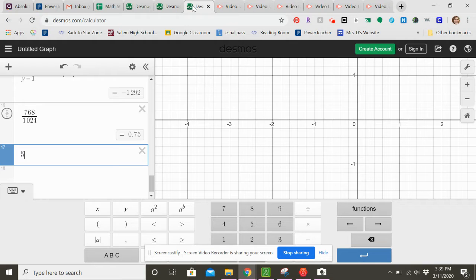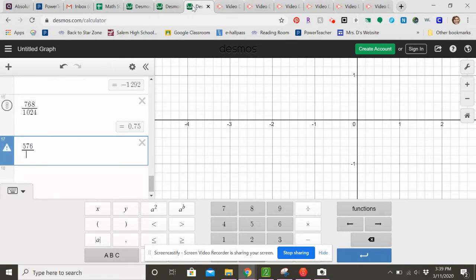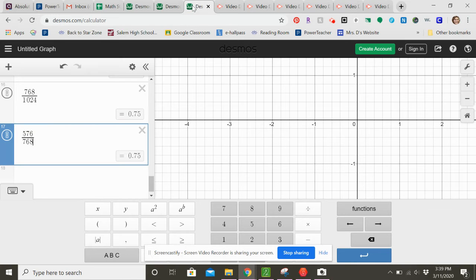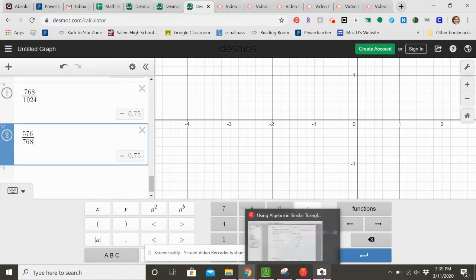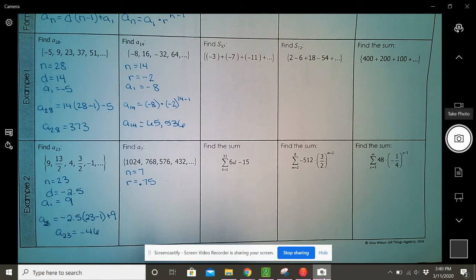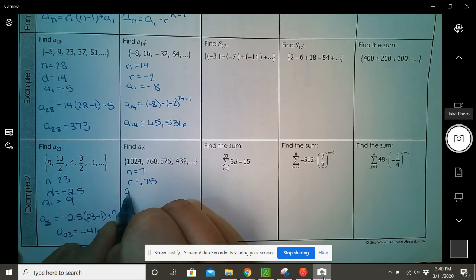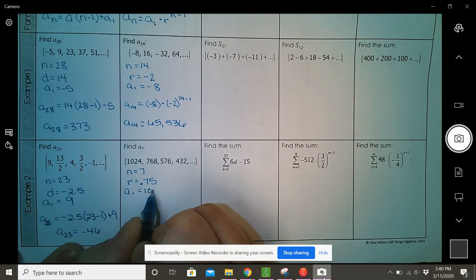You can do this with any 2 terms, and then you'll see what your common ratio is. If I went with the 576 and divided it by the 768, I'm still going to get 0.75. So that means my common ratio is 0.75. To go from one term to the next, I'm multiplying by 0.75. And then, of course, my first term in this sequence is 1,024.